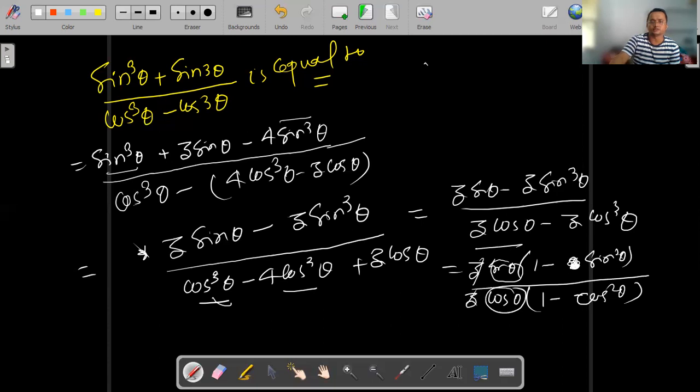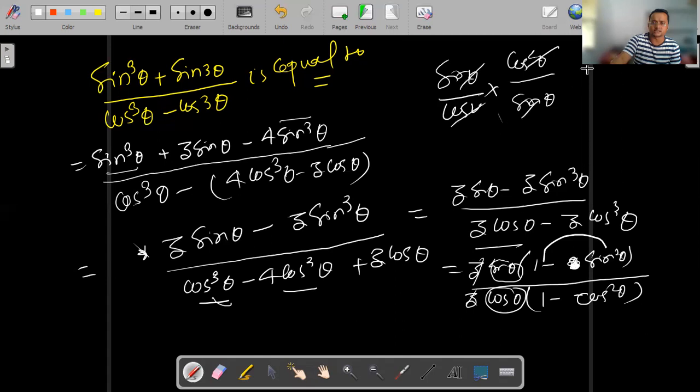What can we write? Tan theta. Can we write that or not? Listen here: 1 minus sine square theta is what? Cos square theta. And 1 minus cos square theta is what? Sine square theta. Getting it? And tan theta is equal to what? Sine theta by cos theta. So cos cancels, sine cancels, and we get cos by sine, cot theta. Cot theta is our answer. Is this clear?